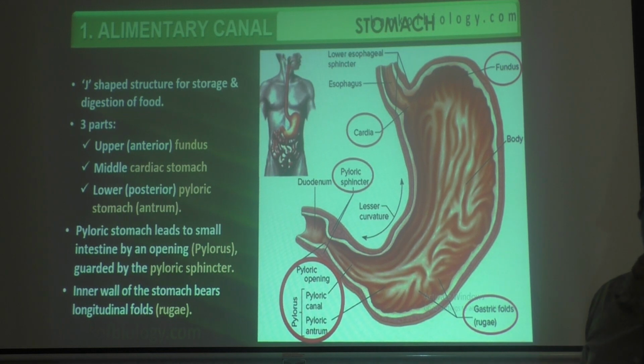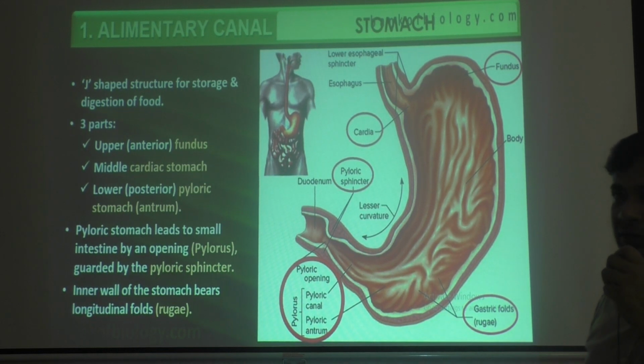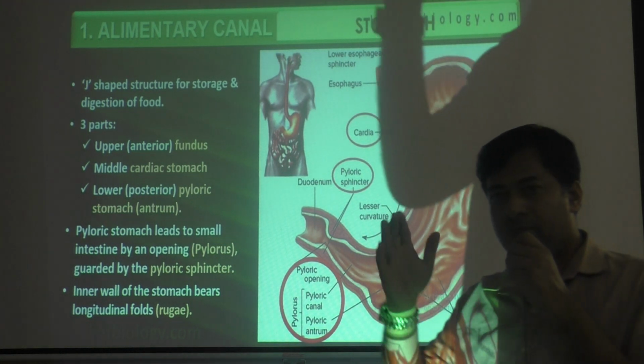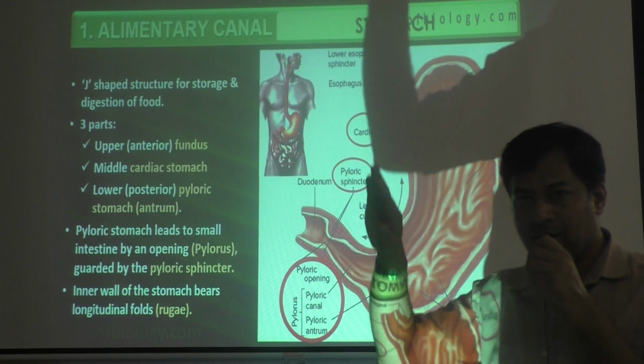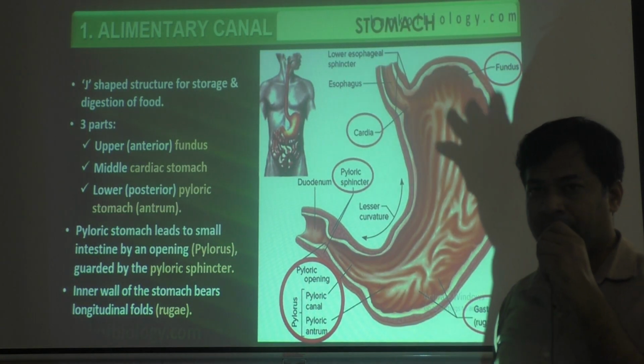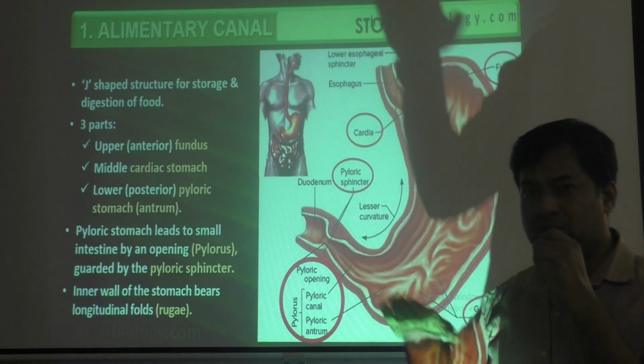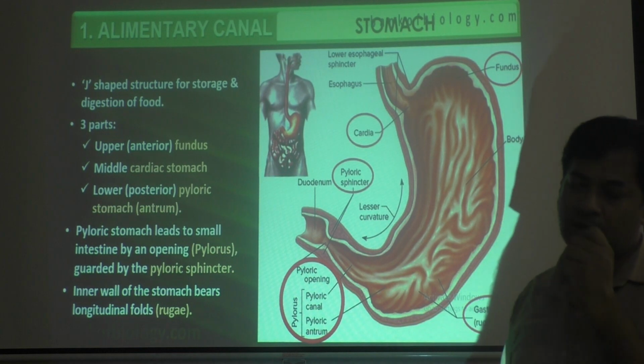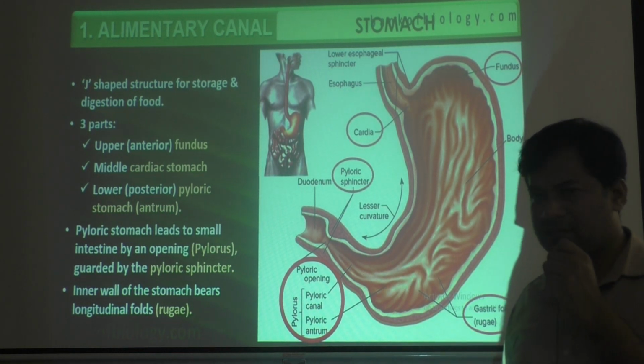Very importantly, it is called rugae. Remember, rugae. If they ask you for 1 mark, what are rugae? Rugae is a folding of the inner muscular layer of stomach. So the inner layer is not smooth. Okay, it is folded. The folded structure of stomach is called rugae, or gastric folds.